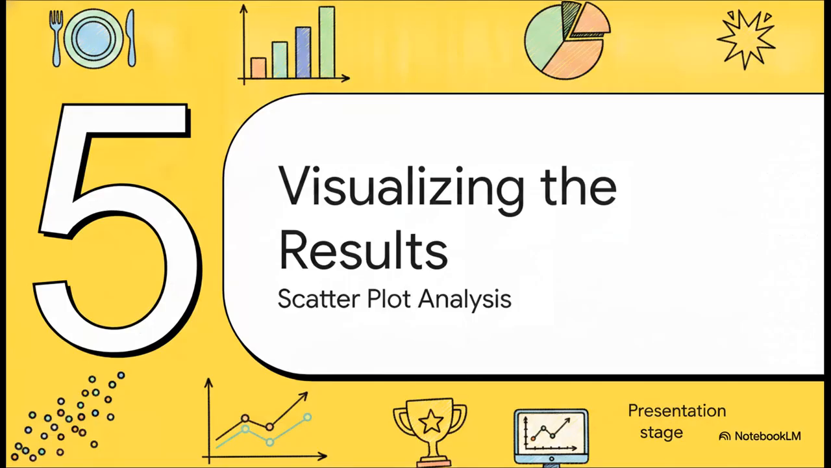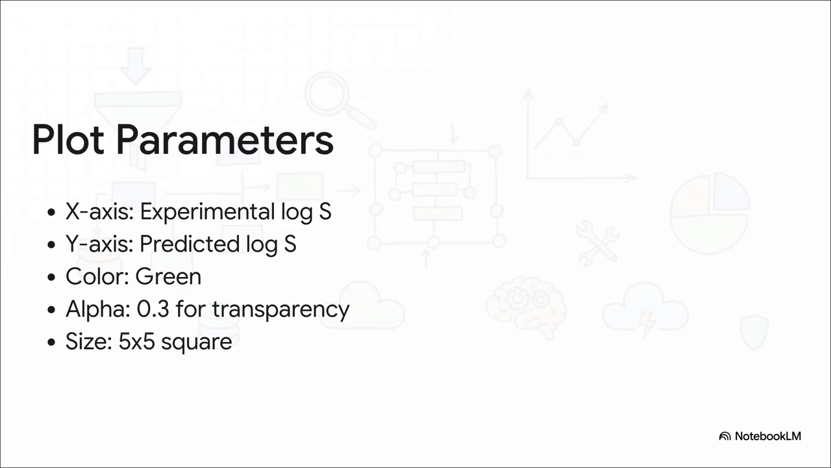Finally, step 5, visualizing the results. Tables are great for precise evaluation, but nothing beats a solid visual. We're generating a scatter plot using matplotlib to map our predictions against reality. The x-axis is the true experimental log S, and the y-axis is our predicted log S. We're making it a nice 5x5 square with green data points.